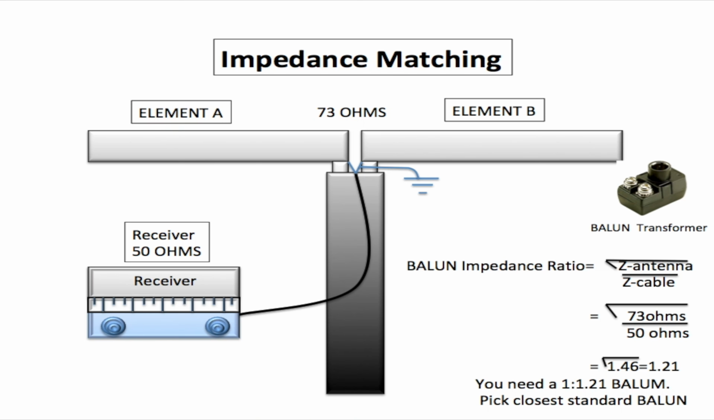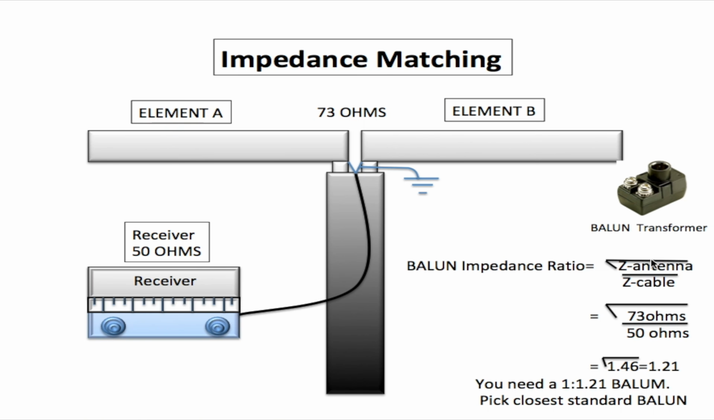We can have a Balun which is 1:1, 1:2, 4:1. It all depends on the impedance of the antenna and the cable, or whatever devices you're using it for. It all depends on the impedance of those devices. So how we calculate the impedance of this Balun is that we use this equation here. Z stands for impedance, the impedance of the antenna, which is 73 ohms, and Z cable, which is the impedance of the cable, which is 50 ohms.